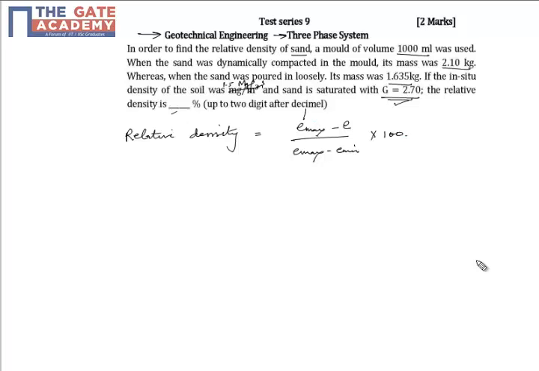Now e max will be calculated by the mass when the sand was poured in loosely, and e minimum would be calculated when it is dynamically compacted, that is, the minimum void ratio would be in the dynamically compacted state, and the maximum void ratio e would be in the loosely compacted state. The in situ void ratio e would be calculated from the in situ density data.